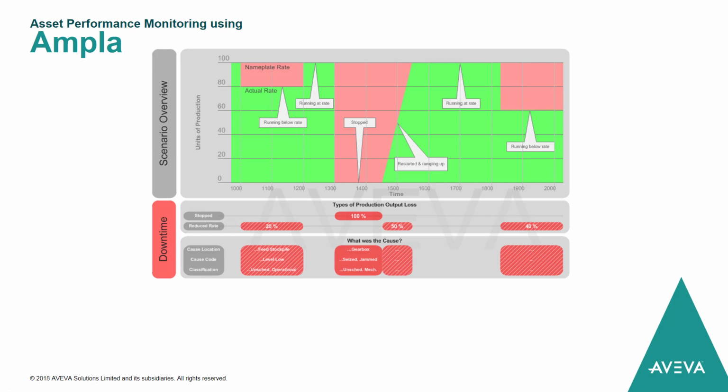So in this instance here, we can see we've got a 20% loss where we're saying that the feed stockpile was the cause location. That was due to the level being low, so they've backed off the feed, trying to maintain a consistent flow, and that was an unscheduled operational loss. Whereas in the middle example, we're seeing that we have a full stoppage here where the asset is stopped altogether. There was a problem with the gearbox, and we're saying that that was seized and jammed was the cause, and that's an unscheduled mechanical classification.